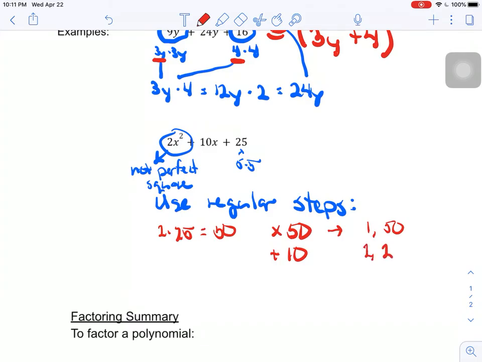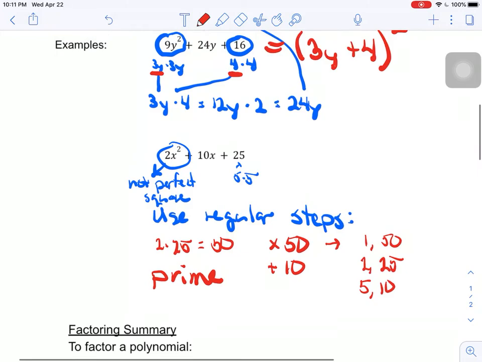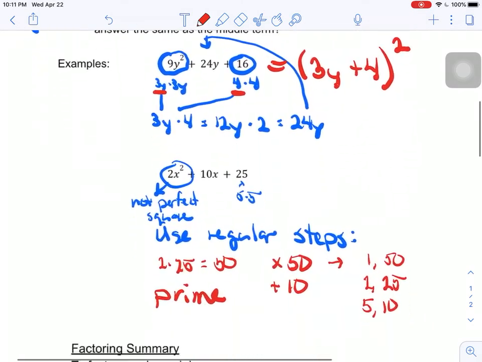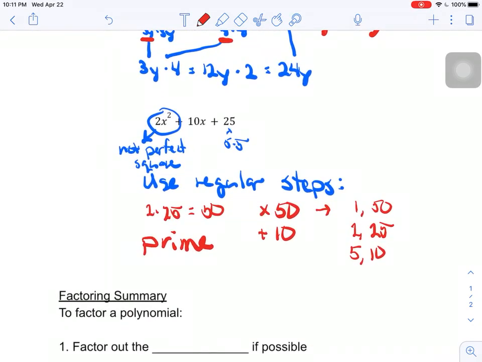2 and 25. That's also not going to add to 10. 5 and 10. That's also not going to add to 10. So those are the different ways that you can break apart 50, and none of them add to 10, which means that this one actually is prime, because there's no combination that's going to work. It's not following our shortcut, so it's not a perfect square trinomial, and in our regular steps, we're not getting a combination that works, so that means it's prime.